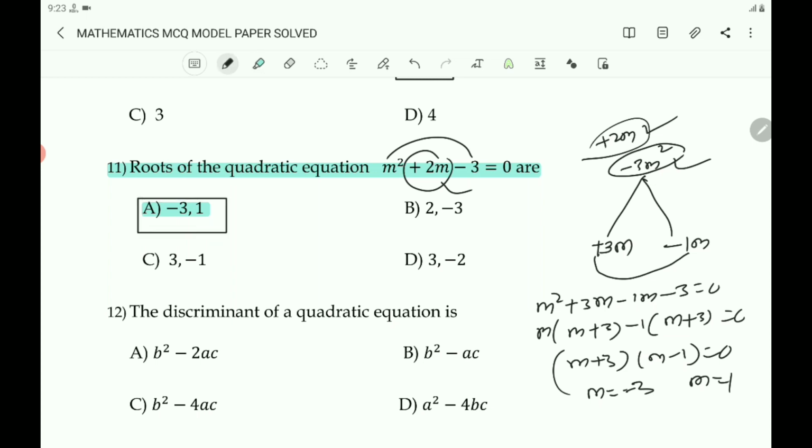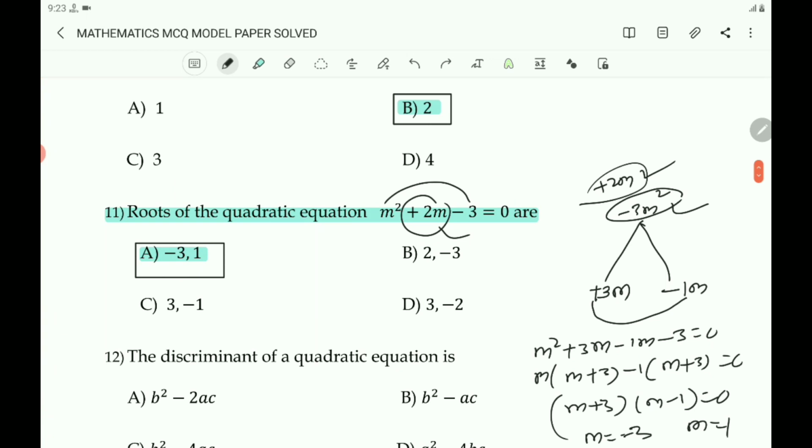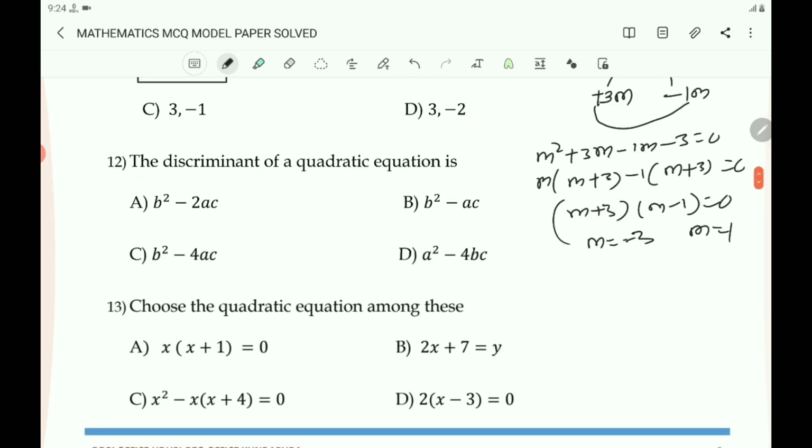But here only you can make out the answer. That is, here you can verify that. Consider here, the product is minus 3m square, and as the product is minus 3m square, the greater factor is plus 3m and the smaller factor is minus 1m. So the roots will be opposite sign, minus 3 and plus 1. That also you can guess here.